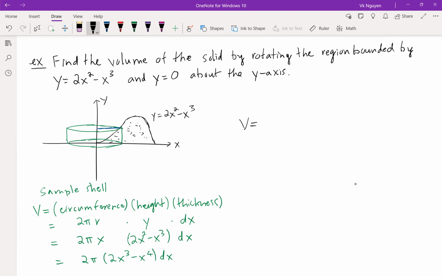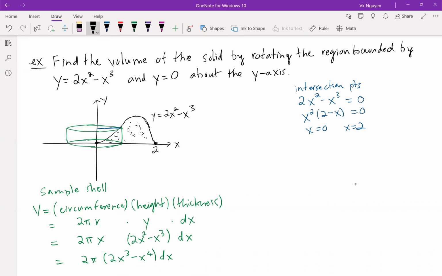It's going to be the integral from this point to this point. So that is just the intersection between the curve and the x-axis, y equal to 0. Let's take a look at the intersection point: 2x squared minus x to the 3 equal to 0. Factor x squared, we have 2 minus x equal to 0. And we have x equal to 0, x equal to 2. So one point is 0, the other point is 2.